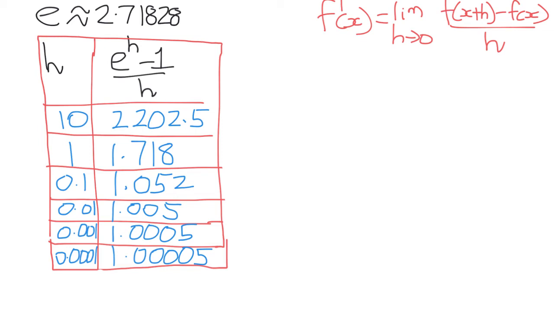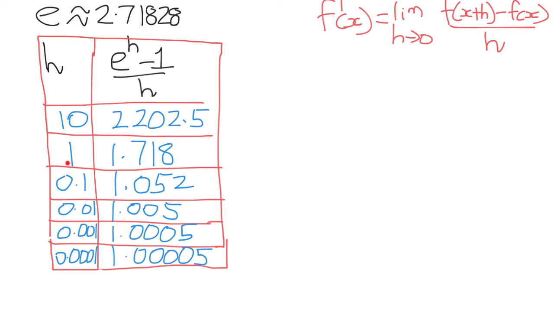Thank you so much for tuning into this video in which we look at the derivative of an exponential. So we're going to use this special number here, e, which is about 2.71828. You've probably come across it before. So what I did was draw up a table here where I chose different values of h, and then I substitute each of these values of h into this formula here, e to the power of h minus 1 over h.